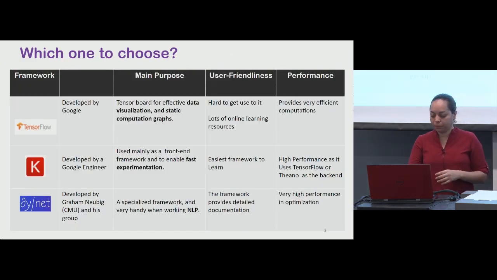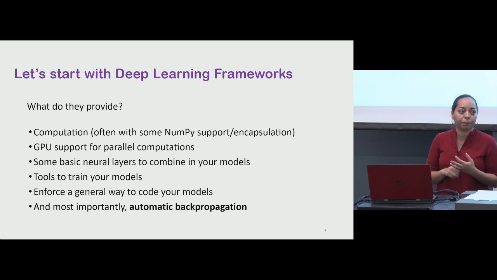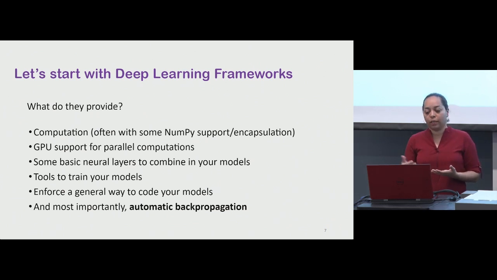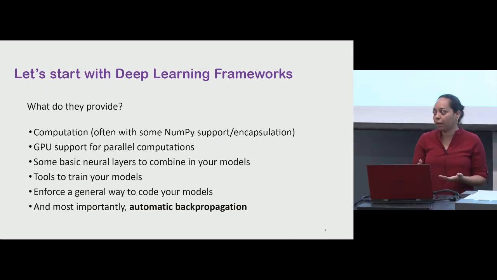So the first thing is, what do they provide? What kind of computations can you do? The GPU support that you can get, some of the basic neural layers that you can get or combine with your models, and tools to train your models. Also, ways to enforce general ways of coding your models, and most importantly, whether they provide automatic backpropagation.